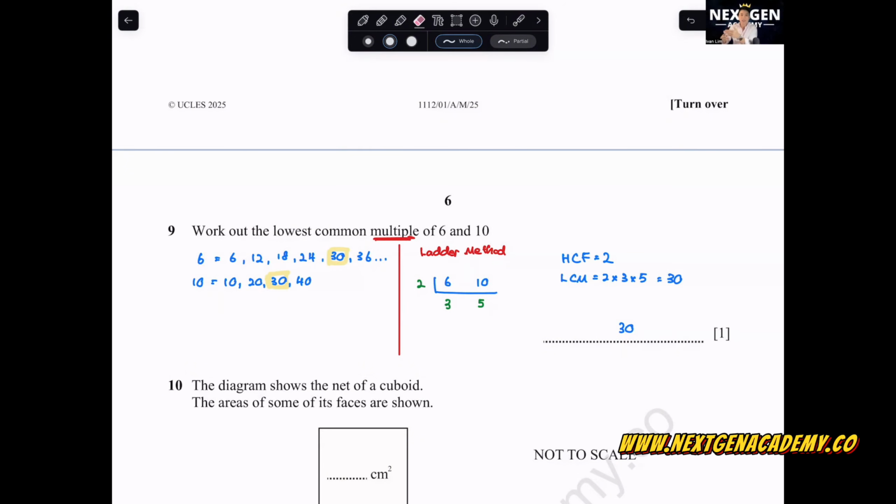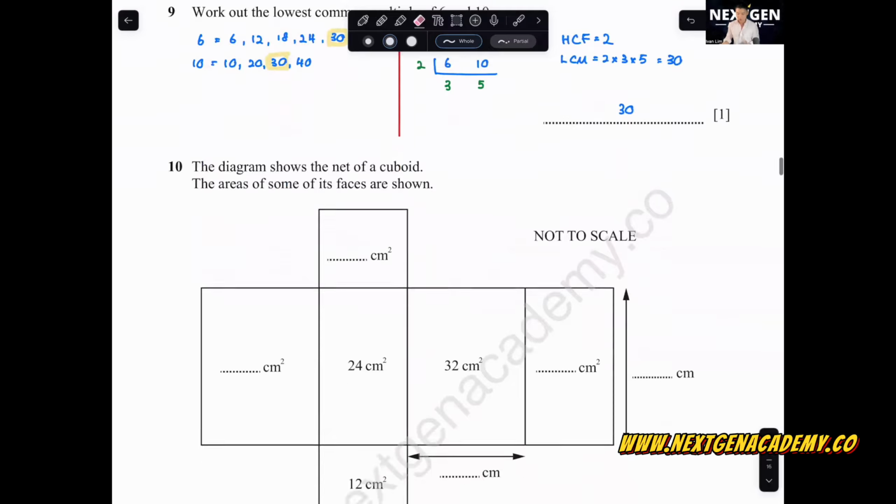So as you multiply, the number keeps getting bigger and bigger. But with the highest common factor, you are getting the common factor, so you get a smaller number out. That is why students often get confused when they only look at the first word, lowest or highest. They are two different definitions.